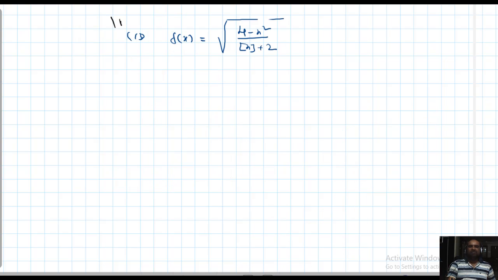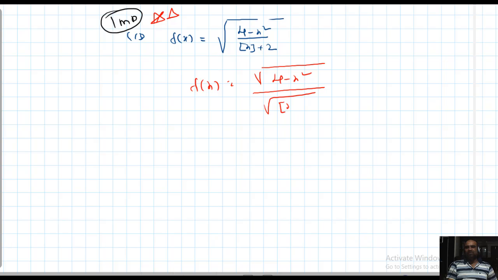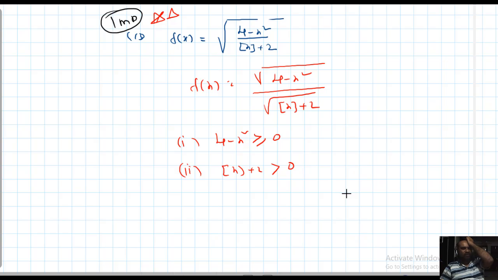Oh yeah, another interesting problem. How can you write f of x equal to root over 4 minus x square, divided by root of step x plus 2? Conditions I want: first condition, 4 minus x square should be greater than or equal to 0. Second condition, step x plus 2 should be only greater than 0. Such common x you want to find.